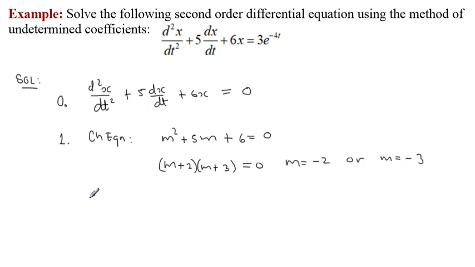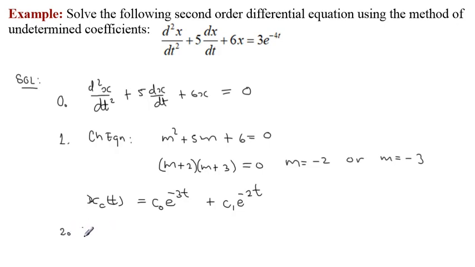In this case, we're going to get our complementary solution x_c(t) being equal to the initial undetermined coefficient c0 e to the power minus 3t plus the second coefficient c1 e to the power minus 2t. Now that we've got our complementary solution x_c of t, we need to proceed and determine our particular integral.